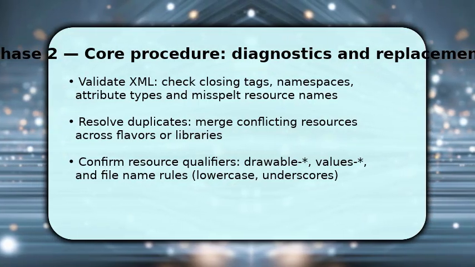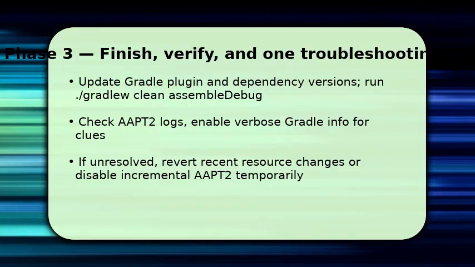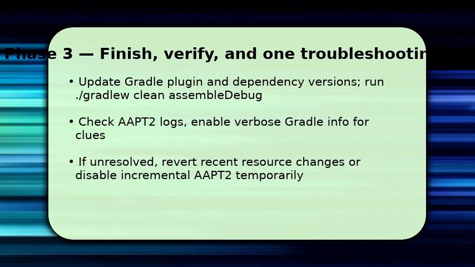Finish by ensuring build tooling and dependencies are consistent. Update the Android Gradle plugin and libraries, then run a clean build using ./gradlew clean assembleDebug to force fresh resource packaging. If errors persist, examine aapt2 verbose logs by enabling info or debug Gradle output for precise failure lines.